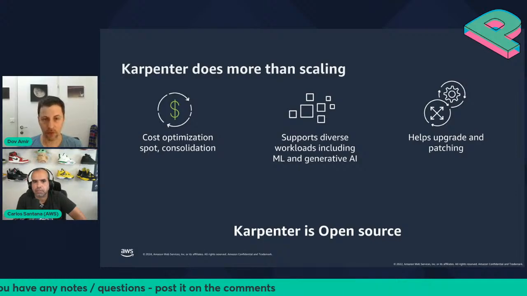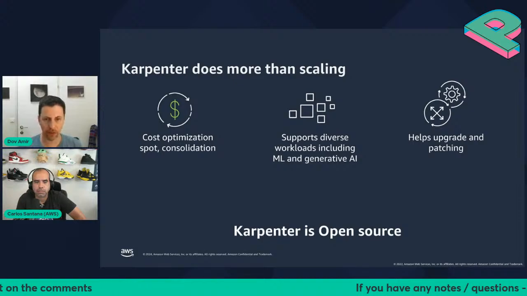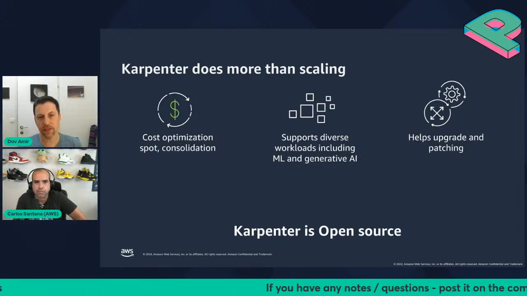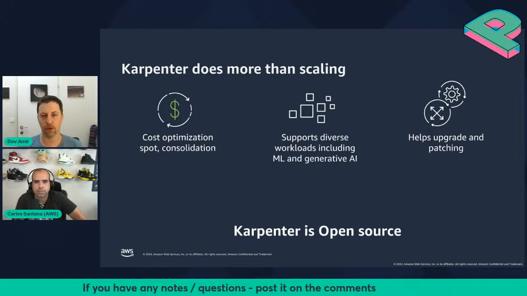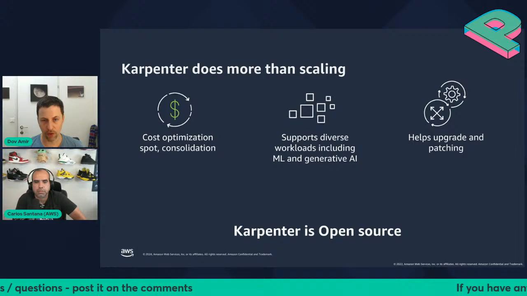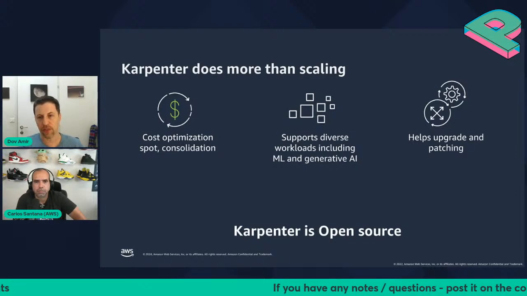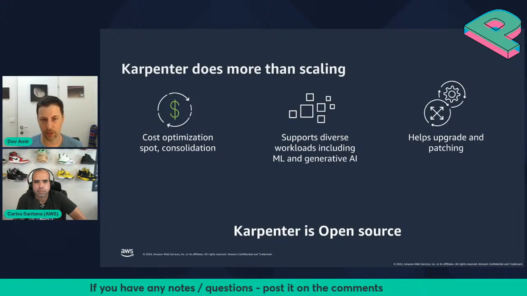It also supports multiple workloads like machine learning workloads, Graviton workloads, etc. And it helps with the general maintenance of your cluster by automating the upgrade and patching of instances. So that's another benefit, not only scaling, but also the general maintenance of your cluster is easier with Karpenter.